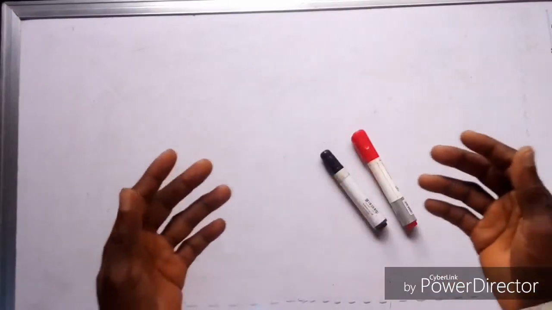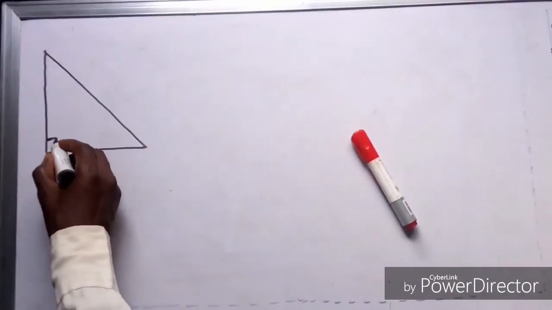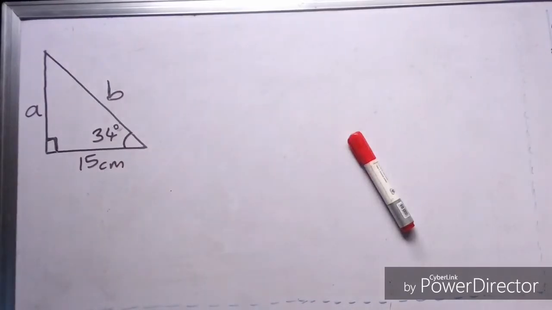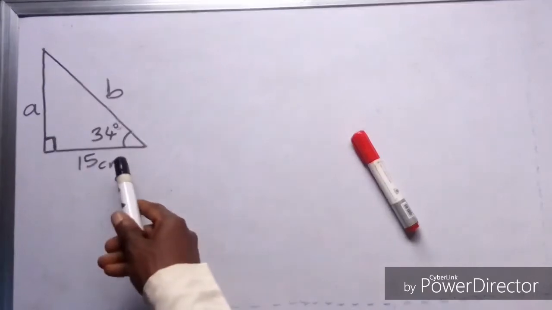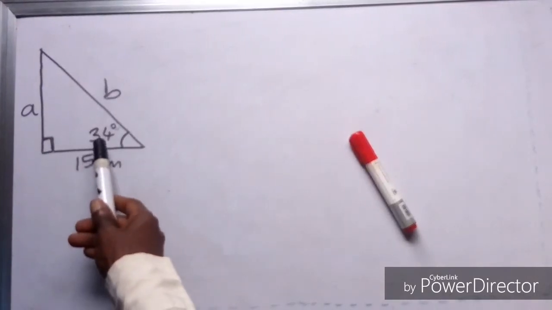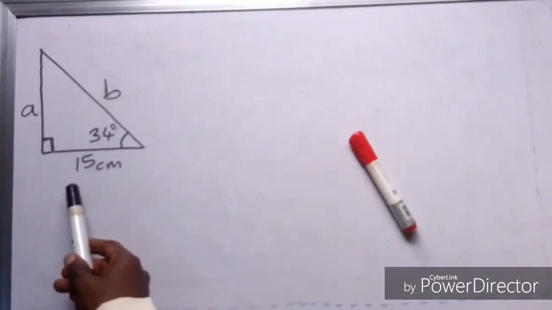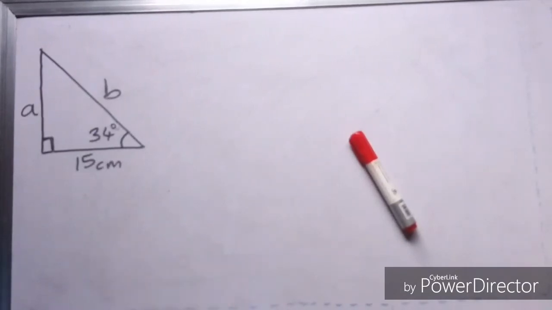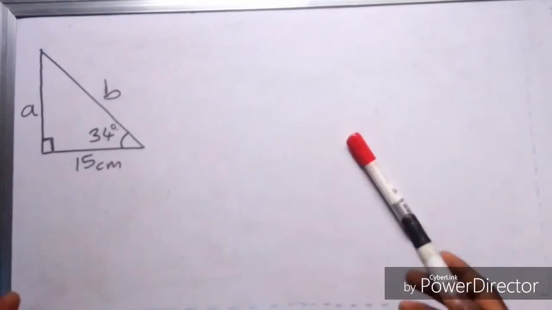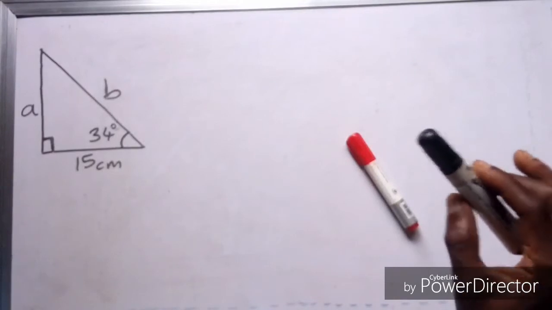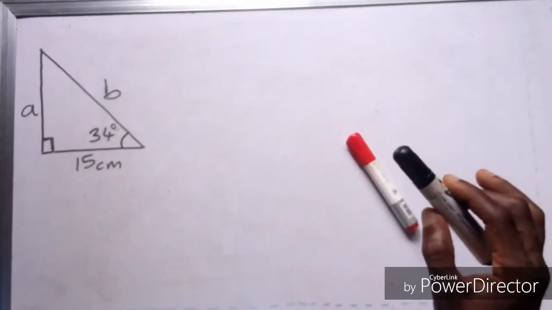Today we'll be looking at solving the sides of a right triangle with a given side and a given angle. Now let's look at this triangle. This is a right triangle with one of the angles given as 34 degrees, and one side given as 15 centimeters. The question here is: calculate the lettered sides of the right triangle below.